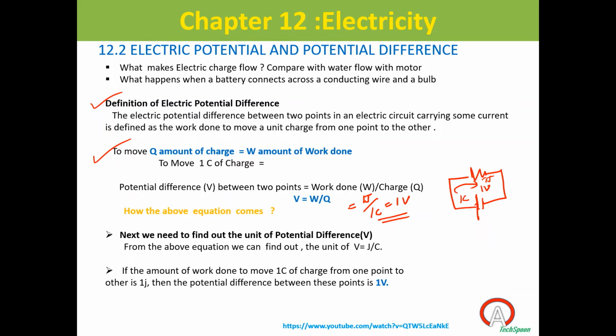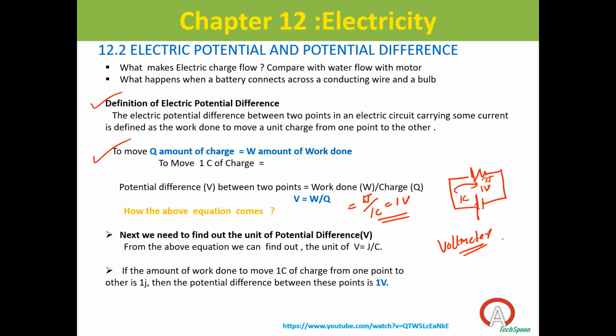Now the device that is used to measure electric current is what? Ammeter, right? Similarly, the device which is used to measure the potential difference between 2 points is voltmeter.